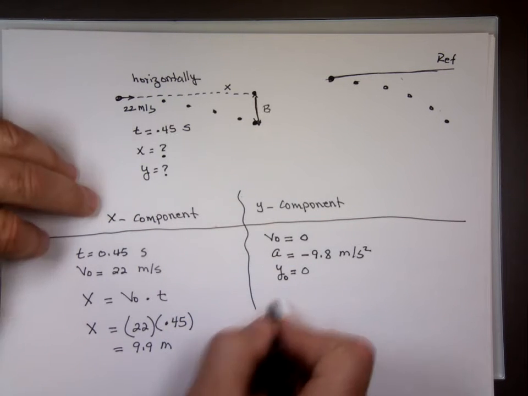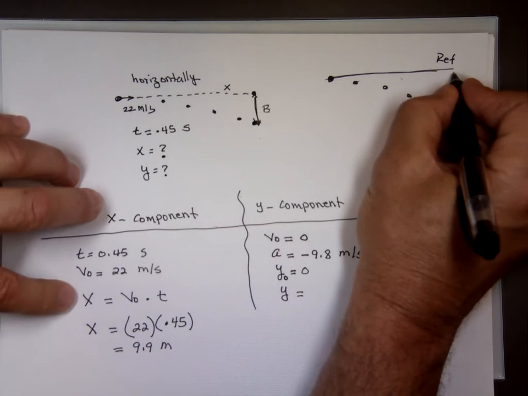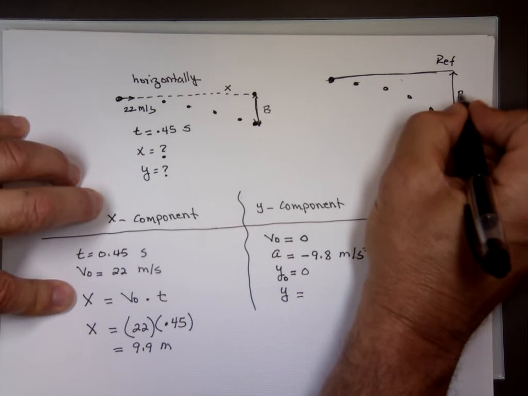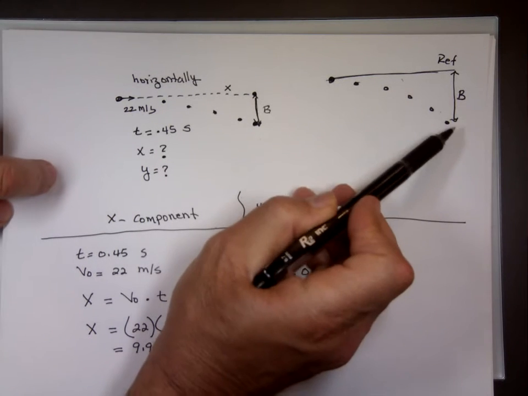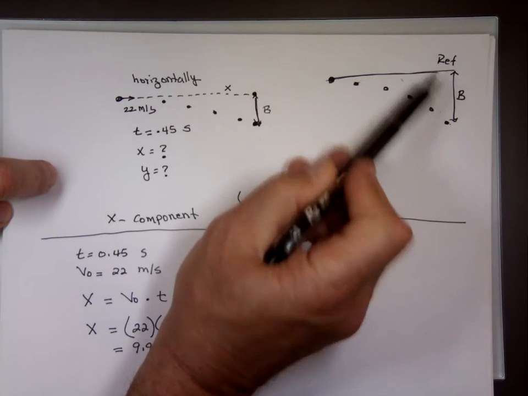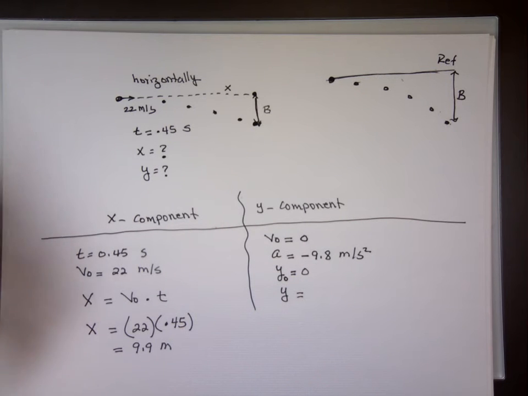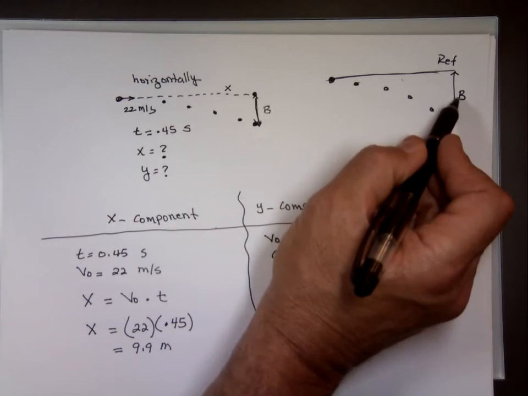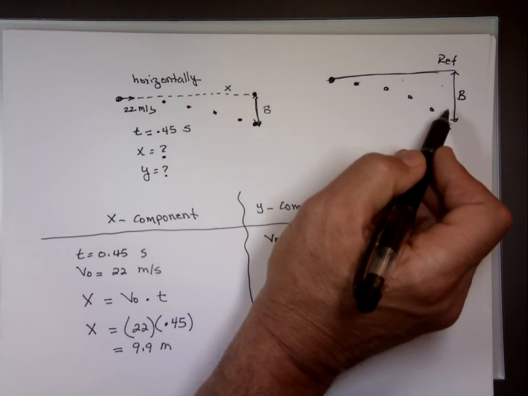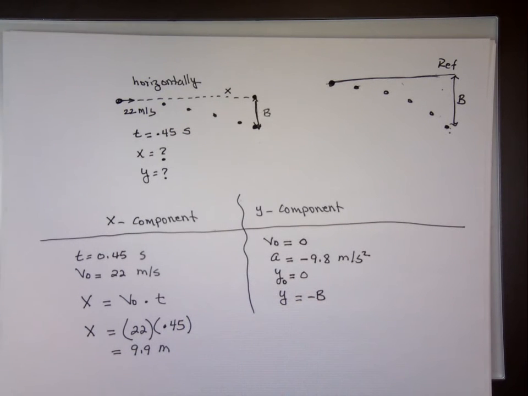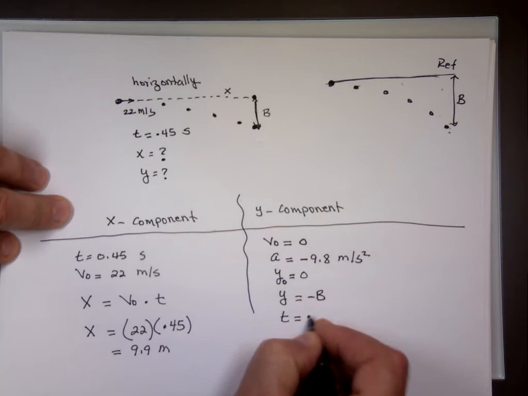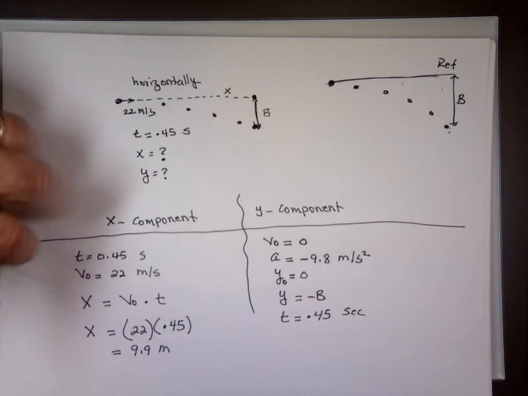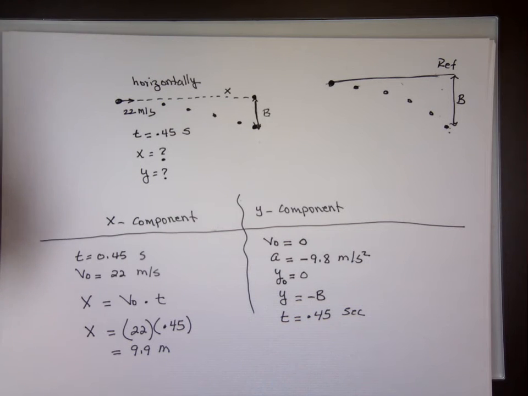The final height. Where is the ball in relation to that height? How many units above or below that line? It's what? B units, because I don't know what B is. I'm looking for it. B units is above or below? Negative. So that's a negative B. I also know the time. That was given in the problem. And now let's see if I can solve for B here, or Y. Y is the unknown.